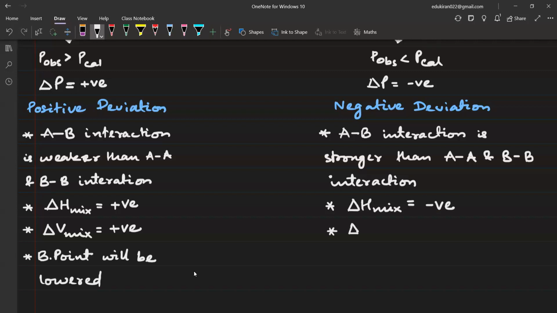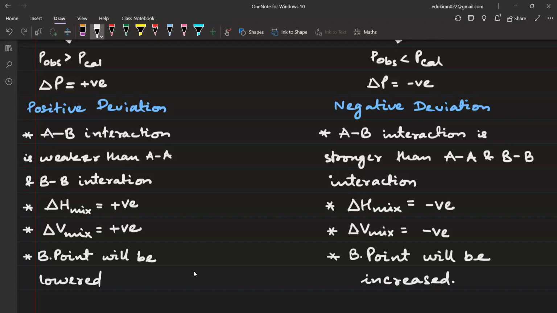And if I talk about the delta V mix, since A and B are friends, they will be close together and they are having stronger interaction. They will be close together and occupying less space. That means V mix will also be negative. Last point is regarding boiling point. If we have less vapor pressure, then the boiling point will be increased. So please write boiling point will be increased.